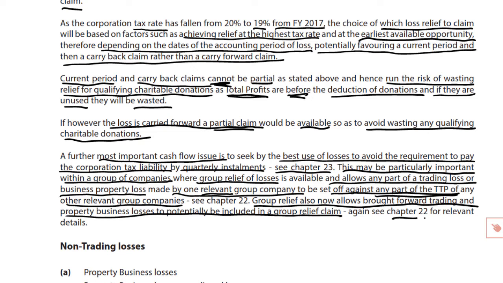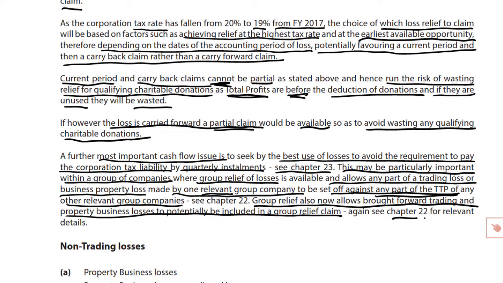That would be a huge cash flow advantage, allowing the company to continue as it would always have done hitherto, which is to pay its tax 9 months and 1 day after the end of the accounting period, instead of having to start making such payments just over halfway through its current accounting period. That would be a big win if we could avoid having to make those payments.